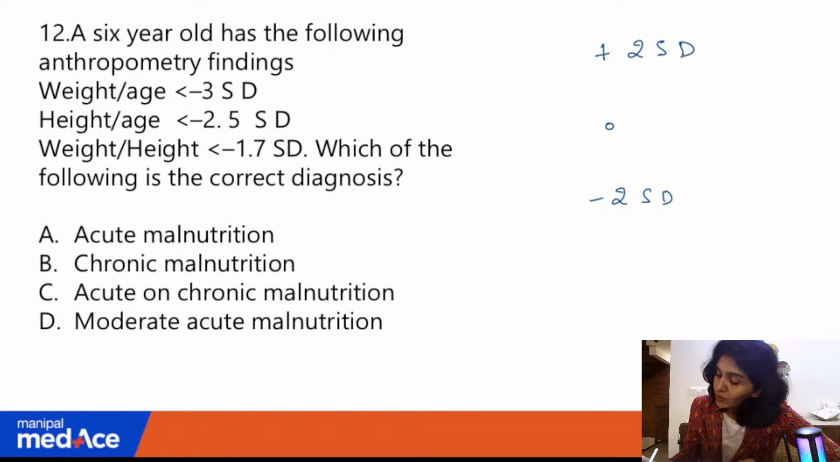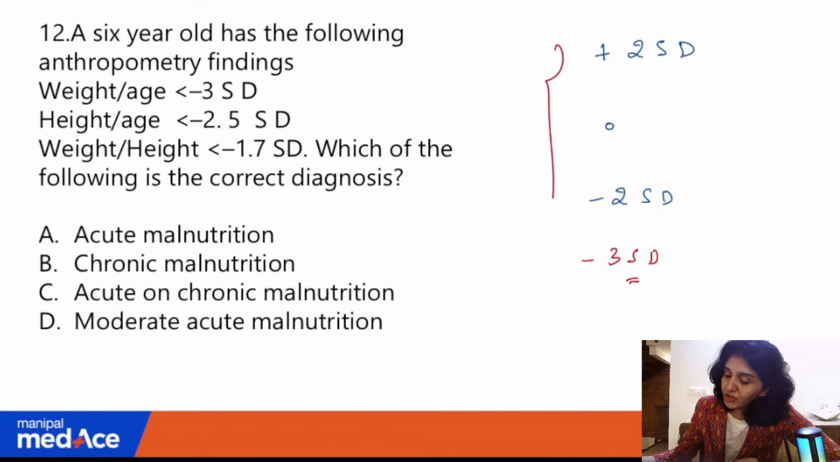So what is weight for age here? It is -3 standard deviation, okay? So it is here. So is it in the normal range? The normal range is here, +2 standard deviation to -2 standard deviation. So it is obviously outside the normal range. So weight for age is decreased, right?